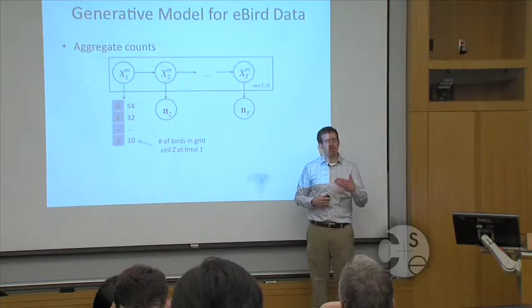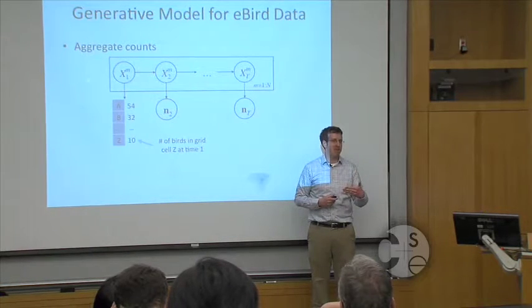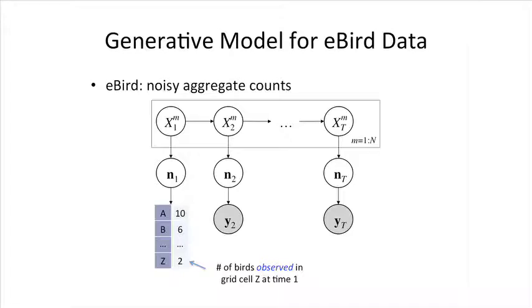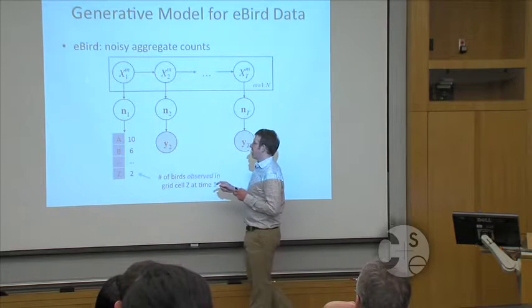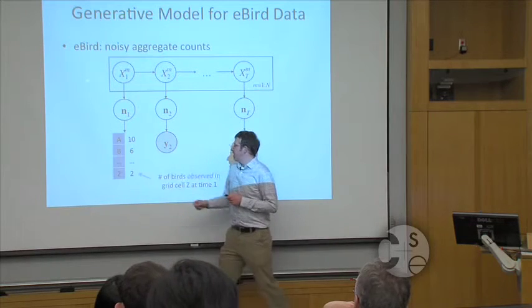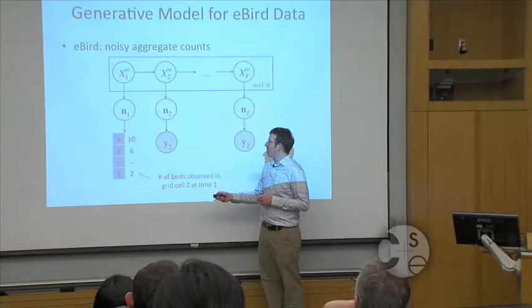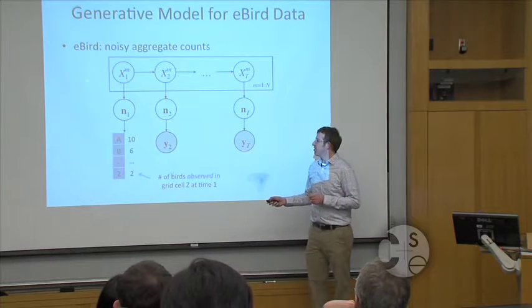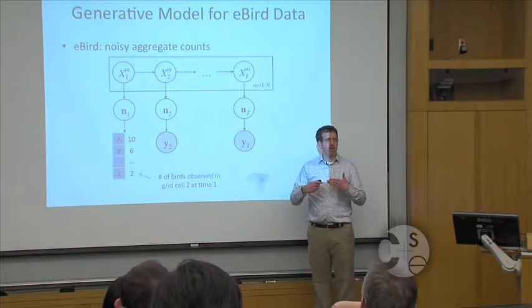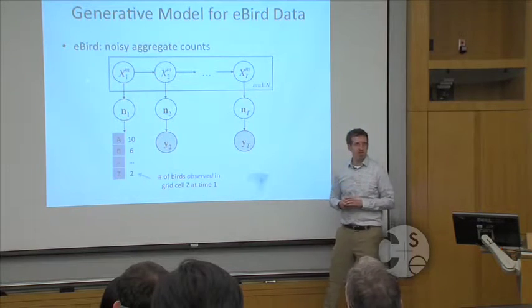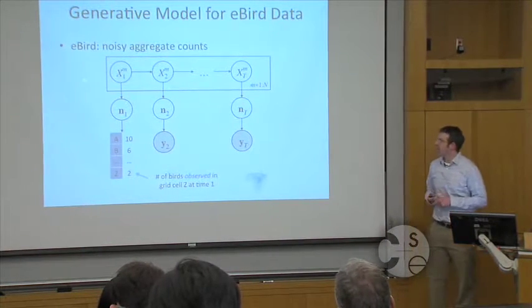Certainly my eBird data doesn't give me this much information, but I can think of my eBird data as being noisy aggregate counts. So I can think of my actual eBird observations, y, as a vector, where at any given time step for any grid cell, I get an approximate count y_t of z, which is the number of birds that are observed in that grid cell at that time step. So something that depends probabilistically on the n vectors.